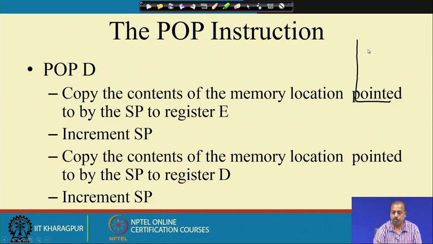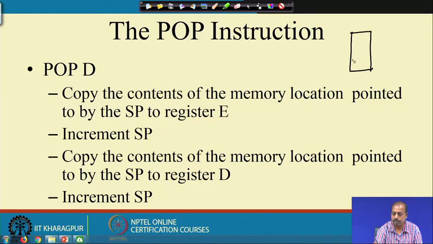If we look into this, suppose this is the portion of the stack that we have, this is the memory location and this is the stack. The stack pointer is now pointing to this place. Now, when we do a pop D, this location's content is first copied onto the E register. This is the D pair. So this content will come to the E register and then the stack pointer will be incremented.